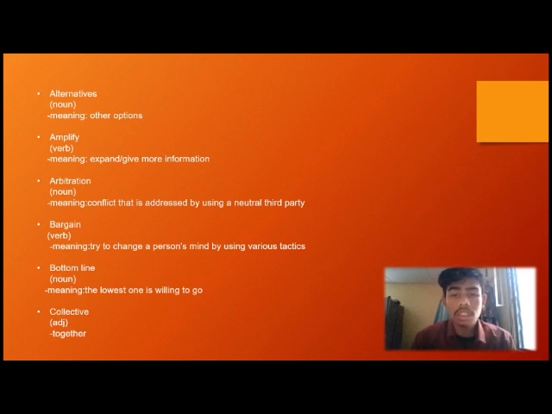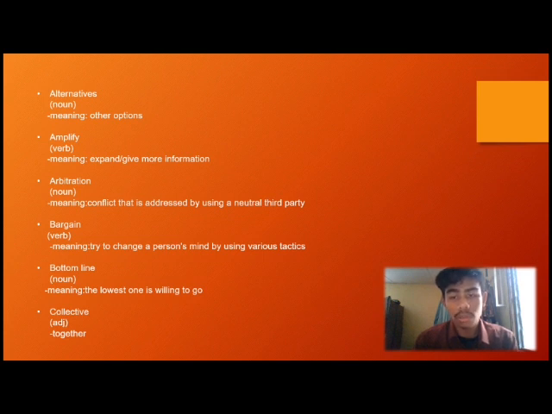I will tell about negotiation words. Firstly, alternative. Alternative is a noun. It's used for the other option. Next, amplify. It is a verb. Its meaning, expand or give more information. Next, arbitration. This word is a noun. Its meaning, conflict that is addressed by using a neutral third party. Next, bargain. Its meaning, try to change a person's mind by using various tactics. Fourth, bottom line. Its meaning, the lowest one is willing to go.